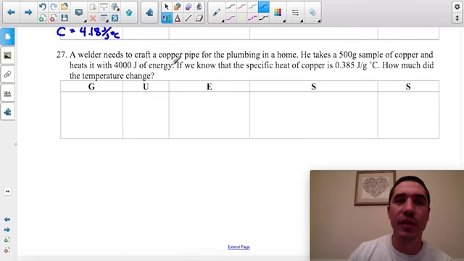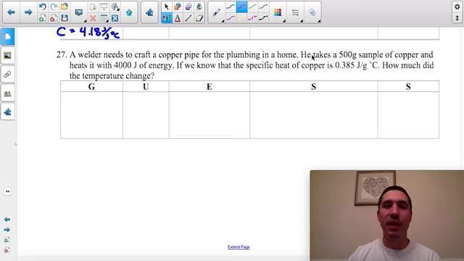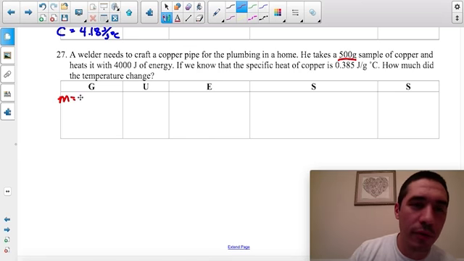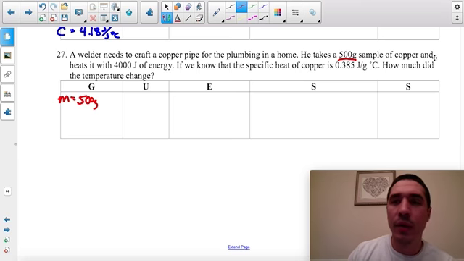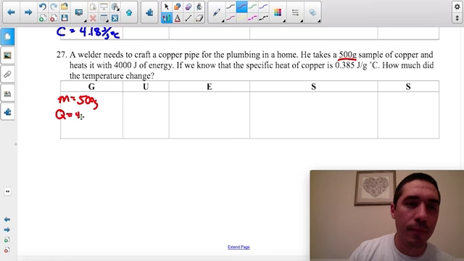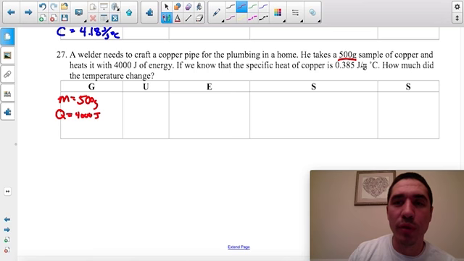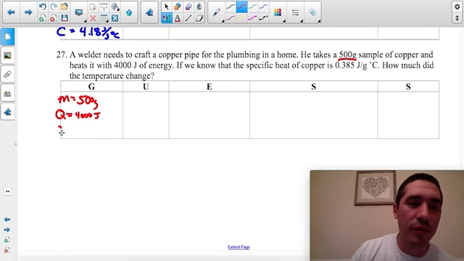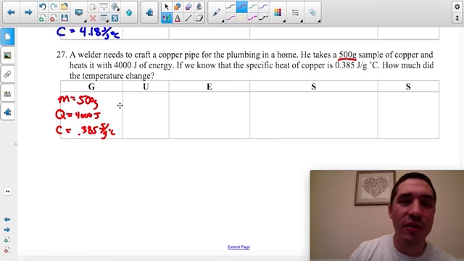The last question on the assignment says that a welder needs to craft a copper pipe for the plumbing in a home. He takes a 500 gram sample, so my mass is 500 grams, and he heats it with 4,000 joules of energy, so that's a Q. We know the specific heat of copper is 0.385, so that's my specific heat, 0.385 joules per gram degree Celsius. How much did the temperature change? So it wants to know delta T.